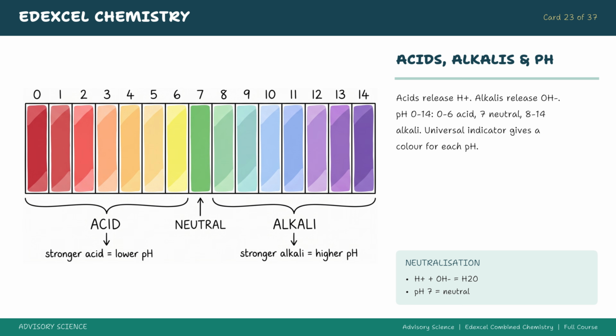When an acid and an alkali react, the hydrogen ion and the hydroxide ion combine to make water, and that is neutralization. An examiner tip: the ionic equation for neutralization is always the same. H+ plus OH- gives H2O.